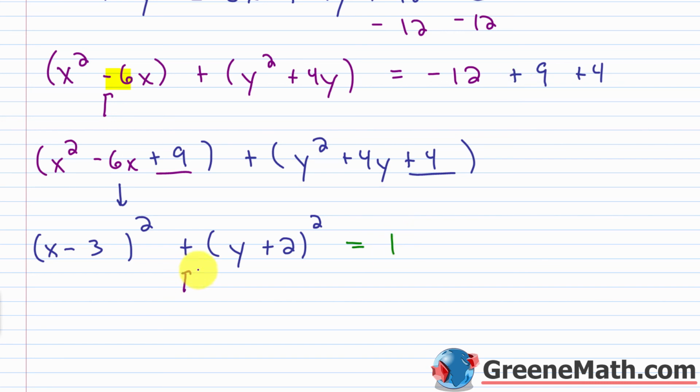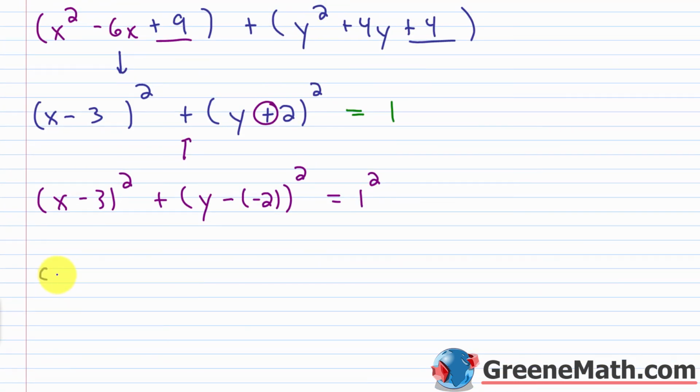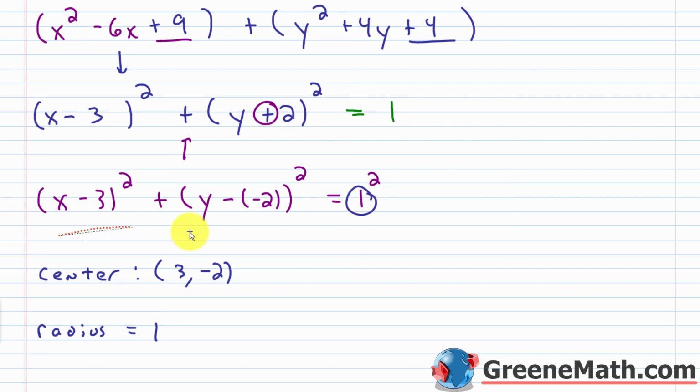So to put this into our format, I'm going to write this as x minus 3, that quantity squared. This has a minus sign here, so we're good to go. Then plus, over here I'm going to change this to minus a negative. So y minus a negative 2. So now we're good to go there. That's squared. And this equals, you could say this is 1 squared, right? Because 1 to any power is just going to give you 1. So I know the center is going to occur at the point 3 comma negative 2. And the radius will be equal to 1. That guy right there. So let's take this information down to the coordinate plane.